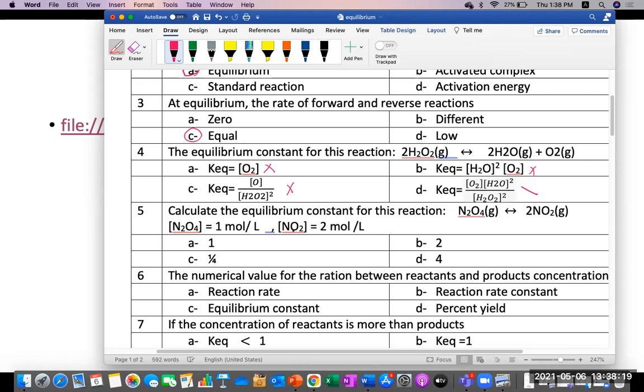Calculate the equilibrium constant for this reaction. Here we will have the concentration, but first we need to write the equilibrium expression. The equilibrium constant will be product over reactant. It means it will be the concentration of NO2 over the concentration of N2O4, and you only need to substitute. For NO2, it's 2 moles per liter over 1, so it will be 2 over 1, so it will be 2. Sorry, we have here the power of 2, so it will be 2 to the power of 2, so it will be 4.